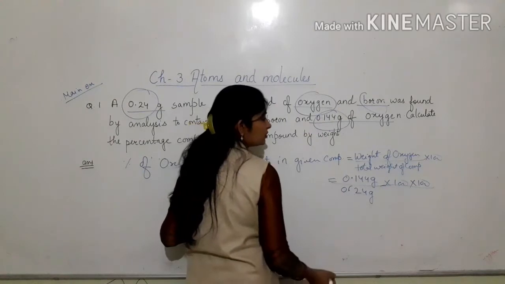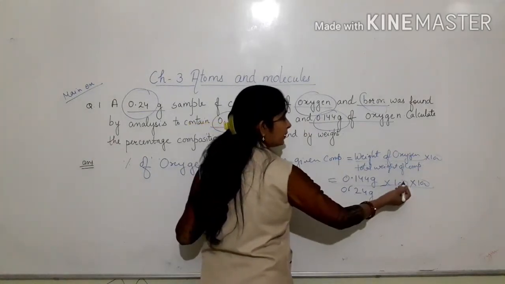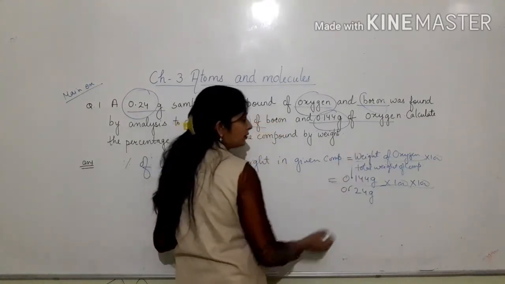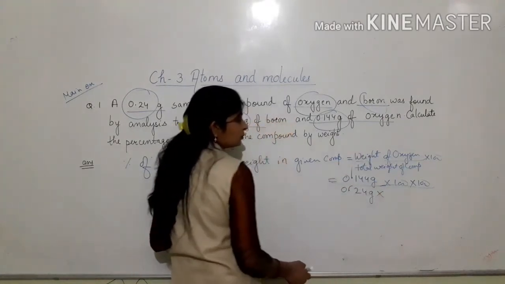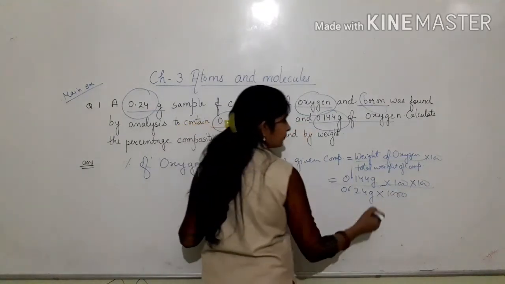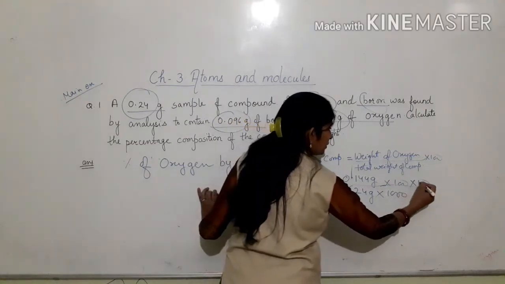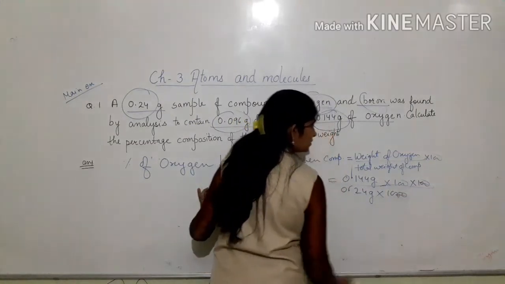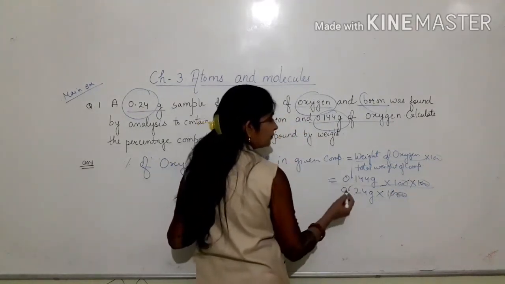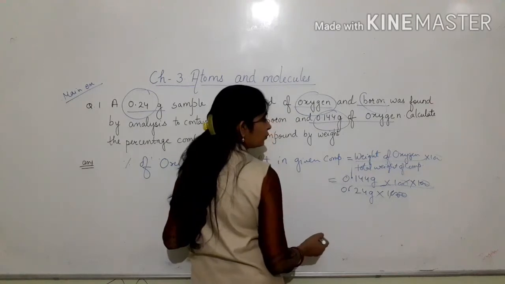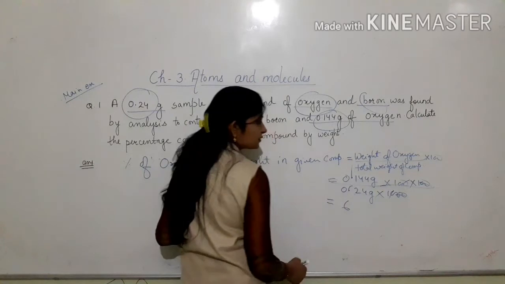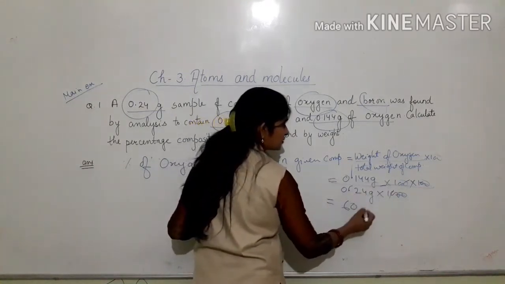There are two digits, so we will multiply the numerator by 100. Remove this decimal sign. There are three digits, so we will multiply the denominator by 1000. Okay, now just simplify it. Cut the double zeros with these double zeros, 10 with this 10, and then divide 144 by 24. It will be 6 into 10, 60.